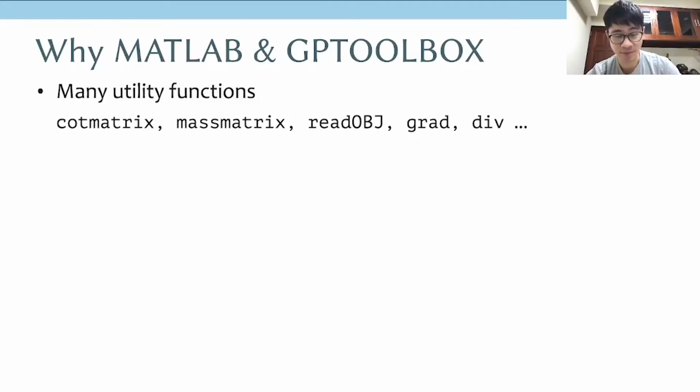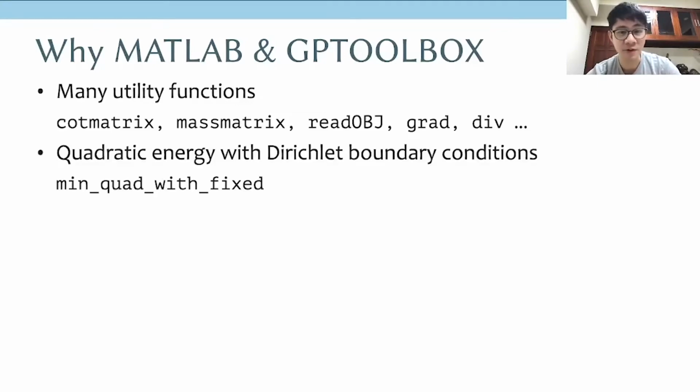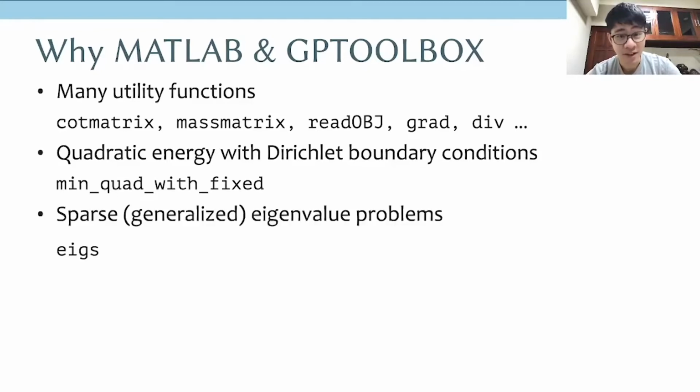Our second example focuses on introducing a very useful function in gptoolbox called min quad with fixed. This stands for minimizing quadratic energy with Dirichlet boundary conditions. Because so many geometry processing algorithms involve minimizing a quadratic program, this function is extremely useful. The last example is another very useful function in Matlab called eigs, a function for solving eigenvalue problems and generalized eigenvalue problems for sparse matrices. Again, this is another key subroutine in spectral geometry processing, and we're going to see how handy it is to have this tool. So without further ado, let's start with the first example.